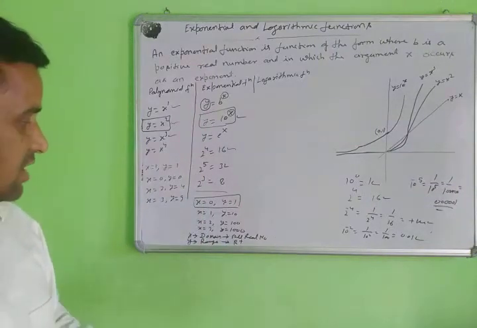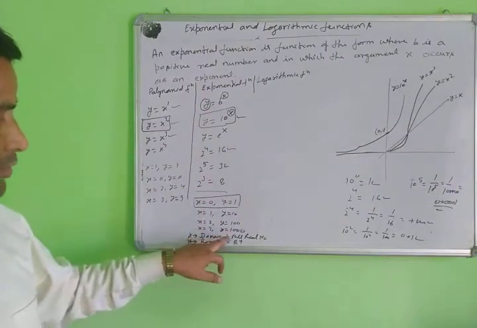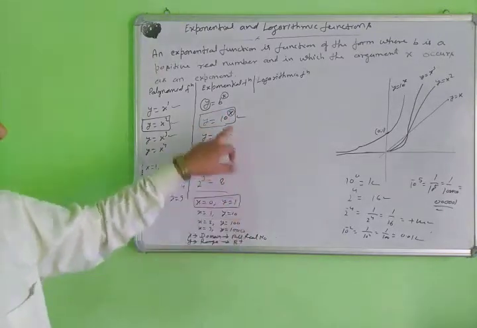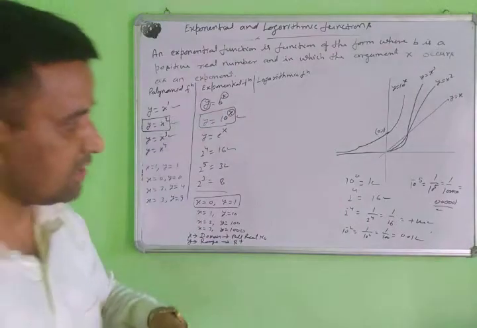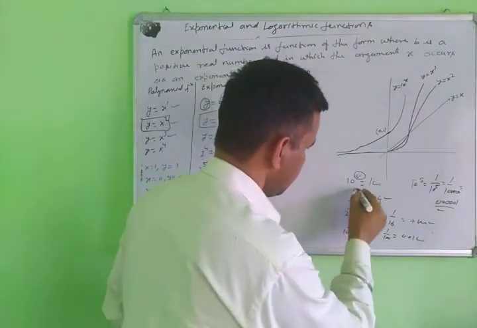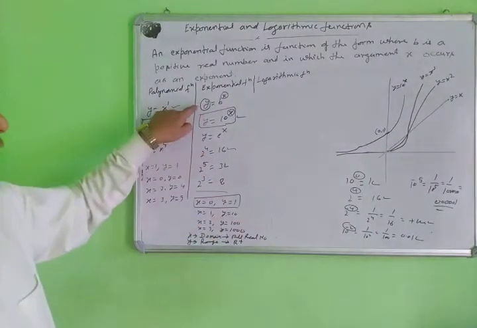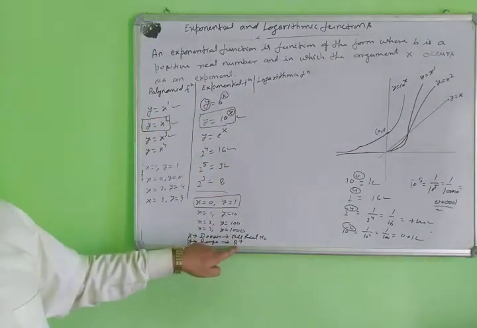Second feature: the domain is all real numbers. All x will be in the domain, all real numbers, meaning negative, positive, and 0. We can put negative and positive values here. This does not matter; the value of y always comes in the positive real numbers.